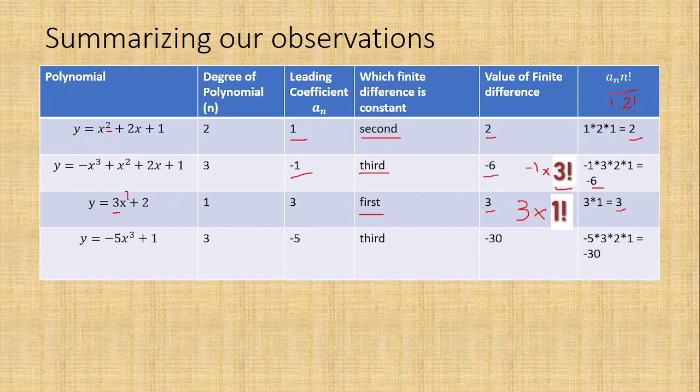For the next polynomial, we have the leading coefficient as minus 5, the degree as 3, and if we try to find out the value of the finite difference, it will come out to be minus 5. It will come out to be minus 5 because minus 5 is the leading coefficient times 3 factorial because the degree is 3. What is 3 factorial? 3 factorial is 3 times 2 times 1. So it comes out to be 6. So minus 5 times 6, which is minus 30.